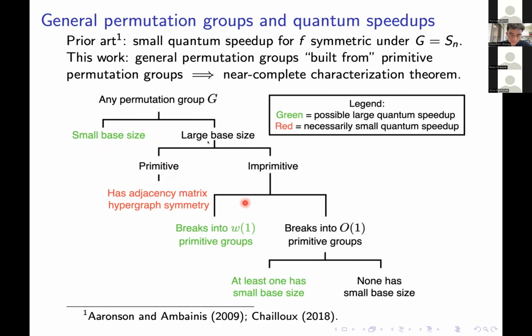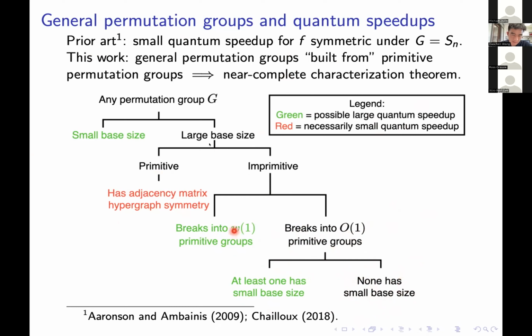If it's imprimitive, but breaks into a non-constant number of primitive groups, then there's also a possible large quantum speedup. If it breaks into a constant number of primitive groups, at least one of which has small base size, then it's large again. And finally, this is a question that's open in our paper, we haven't resolved this: when it breaks into a constant number of primitive groups, but none has small base size. In this case, we are not sure. So that's our main result in terms of a characterization theorem for symmetries and quantum speedups.